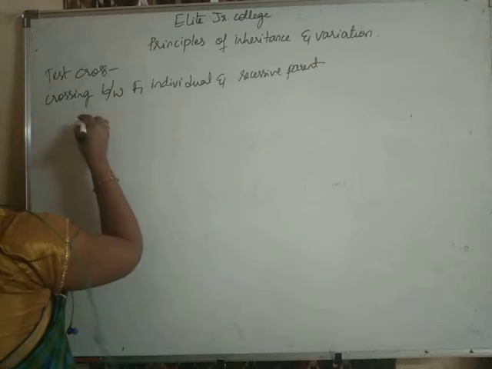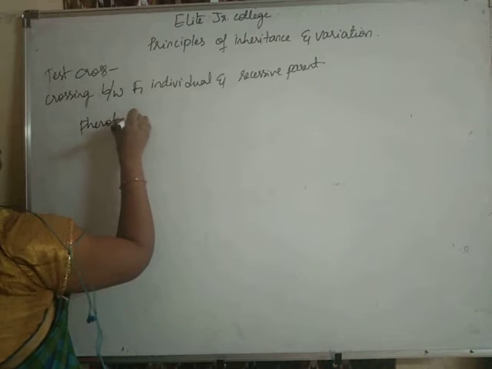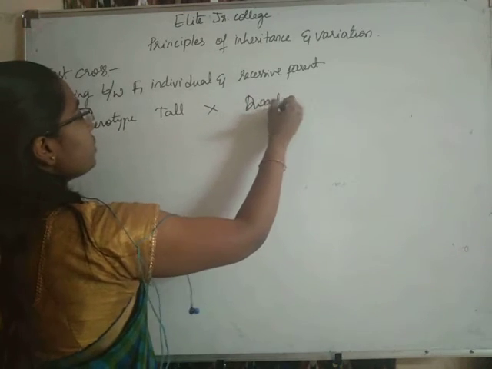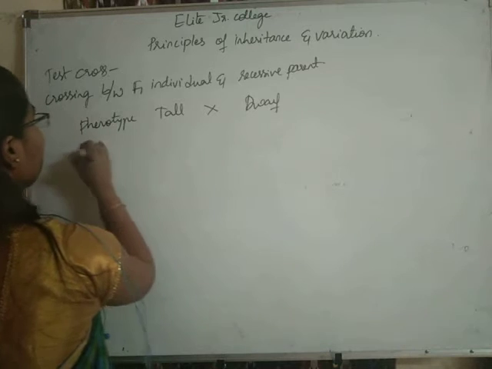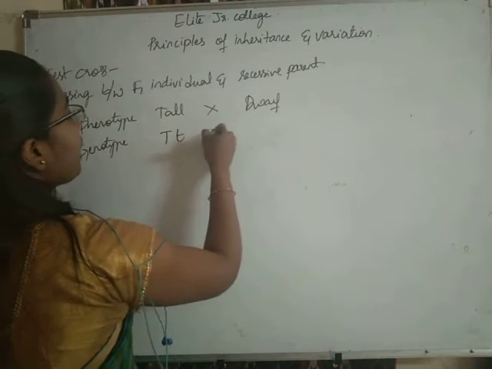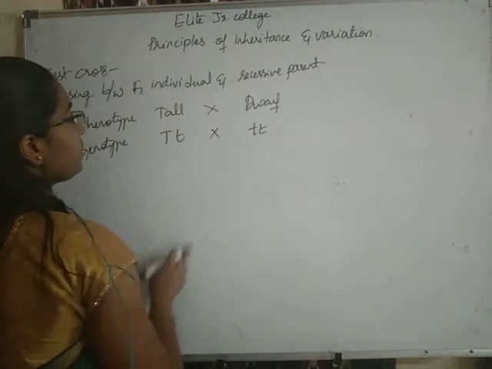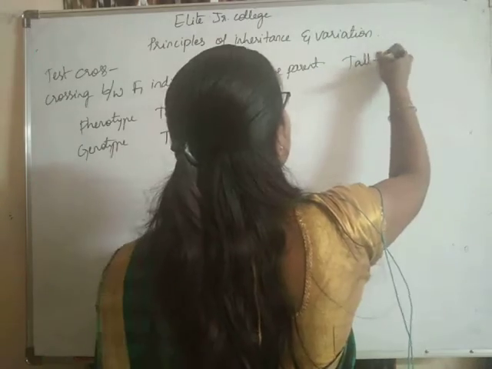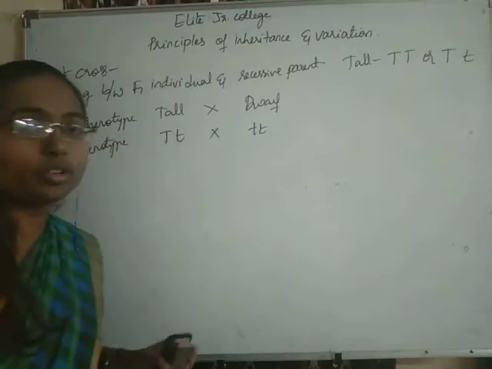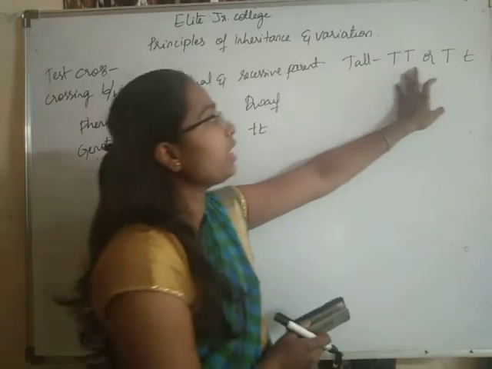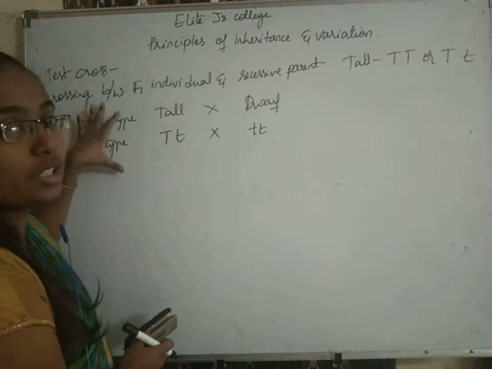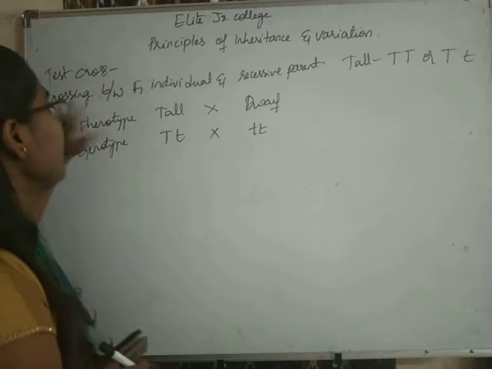Here we are crossing the phenotype tall to dwarf. This phenotype tall can be anything, students. The phenotype tall can contain the genotype capital T capital T or capital T small t, and dwarf is always small t small t. How can we identify if the tall individual is capital T capital T or capital T small t? By performing a test cross. By performing a test cross, the genotype of the individuals can be identified.